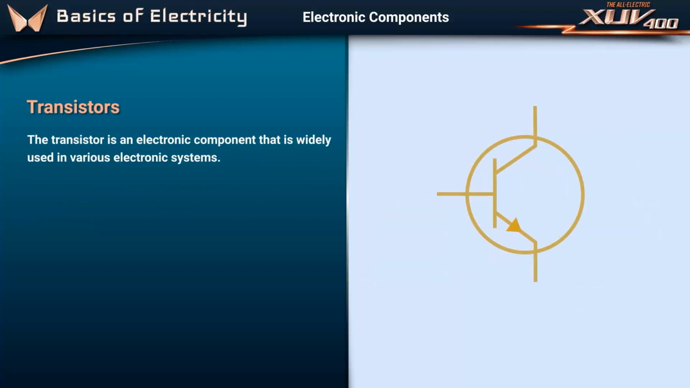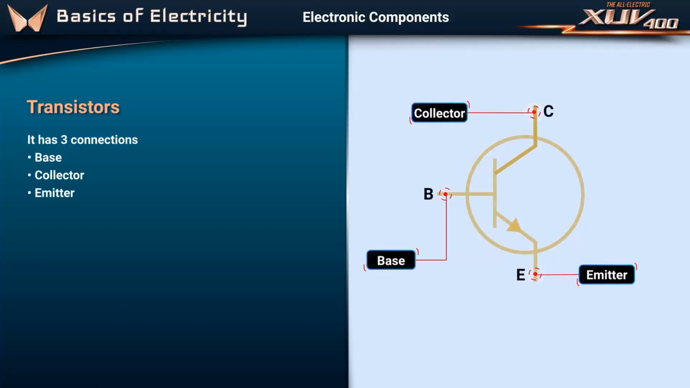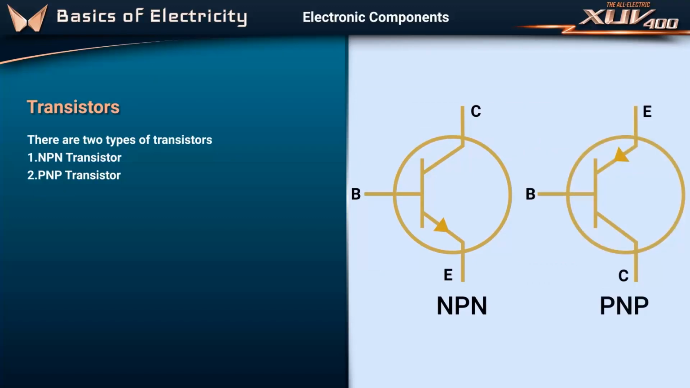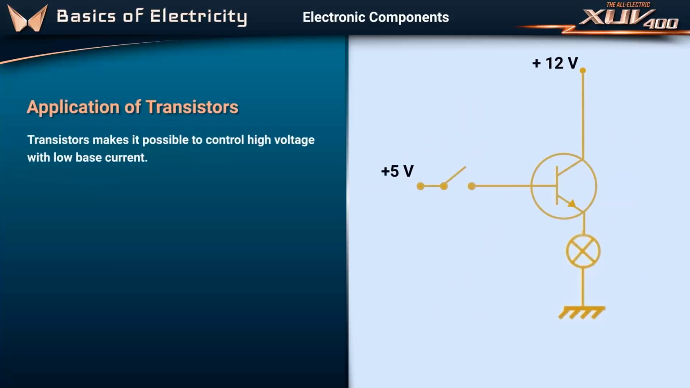Transistors. The transistor is an electronic component that is widely used in various electronic systems. It has three connections: base, emitter, collector. There are two types of transistors: NPN transistor, PNP transistor. Application of transistors. Transistors make it possible to control high voltage with low base current.